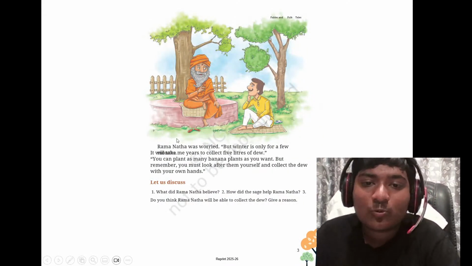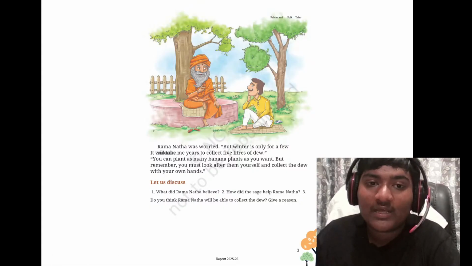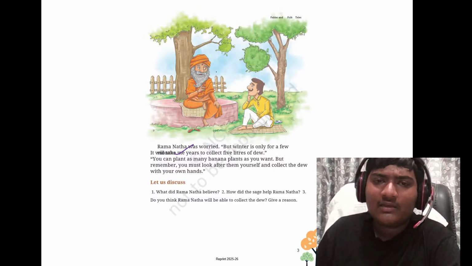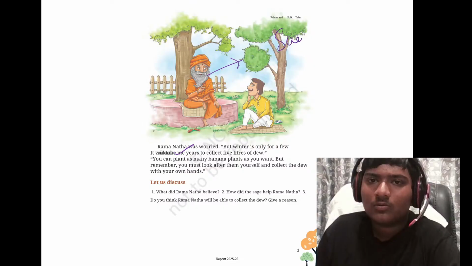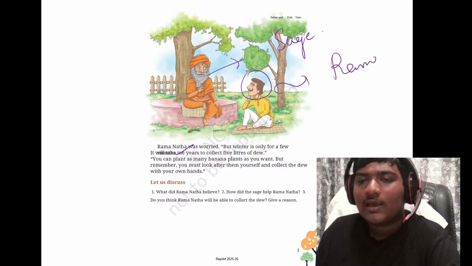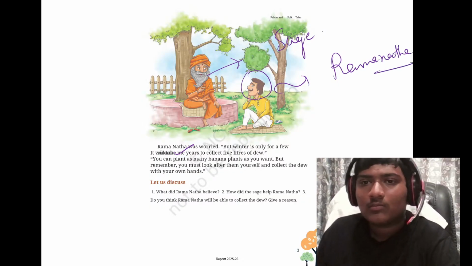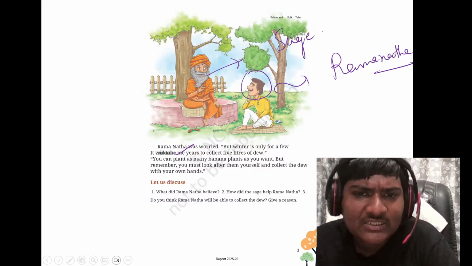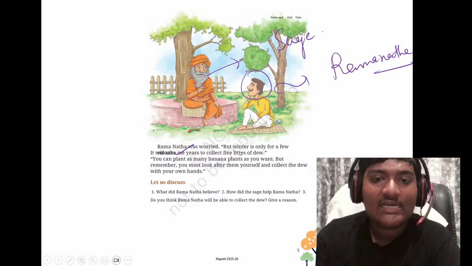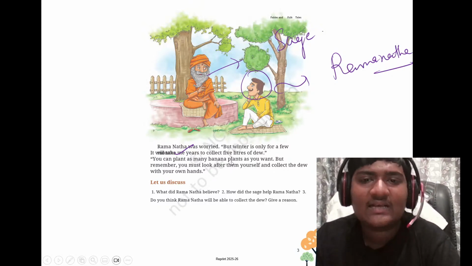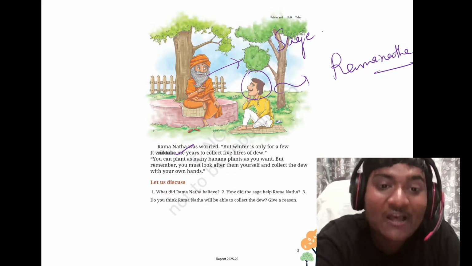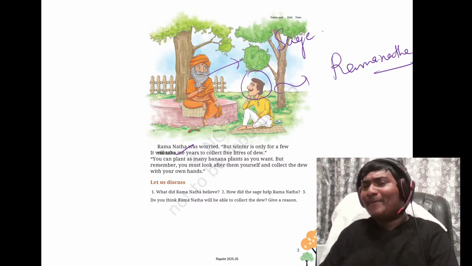Ramanatha was worried, but winter is only for a few months. The person who was very interested in the magical potion is Ramanatha. He said, it will take me years to collect 5 liters of dew. You can plant as many bananas as you want, but remember, you must look after them yourself and collect the dew with your own hands. So, what actually happened here?